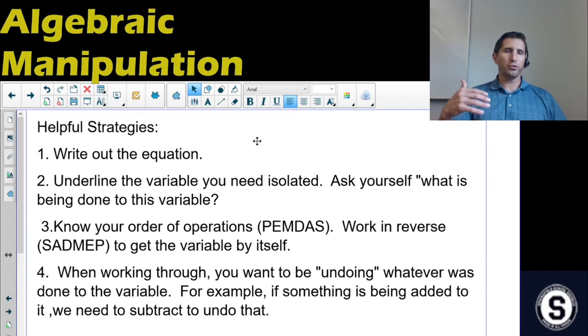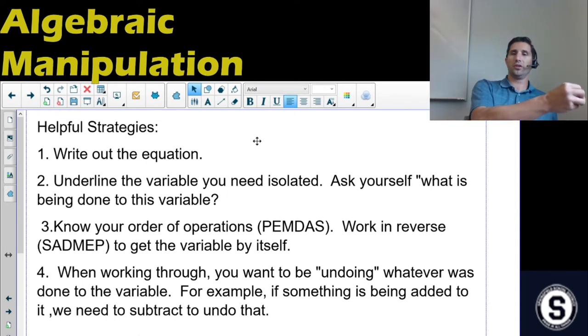The next thing is make sure you know your order of operations, PEMDAS. You learned this in algebra: parentheses and exponents, then multiplication and division, then addition and subtraction. That's the order of operations that you know. What you're going to do is essentially work in reverse, and I wrote the letters out there. You don't have to memorize the letters. To get the variable by itself, we need to work in reverse of the order of operations. So we're going to do subtraction and addition first, then division and multiplication, then exponents, and then parentheses finally.